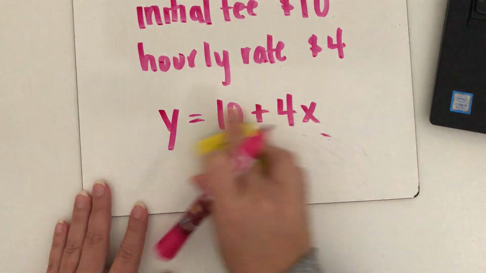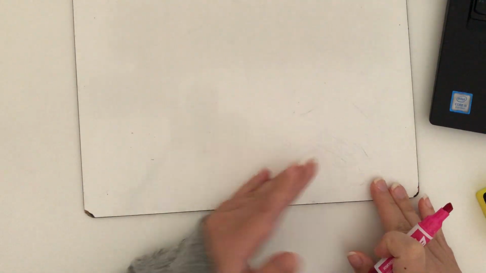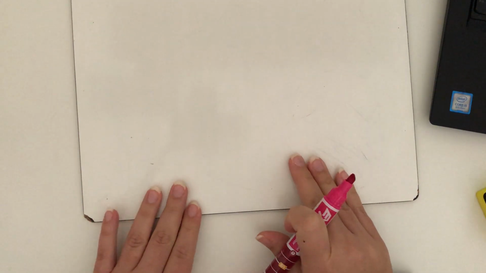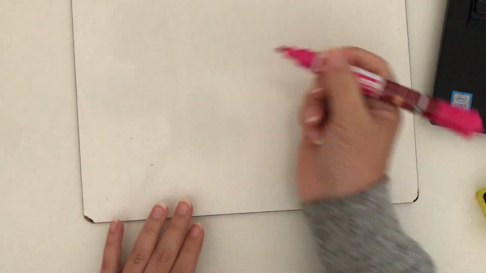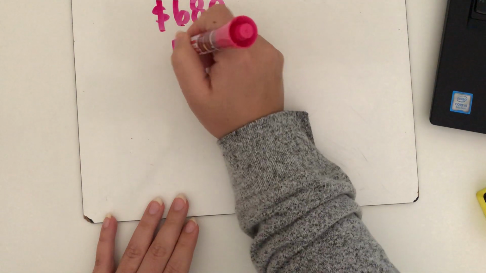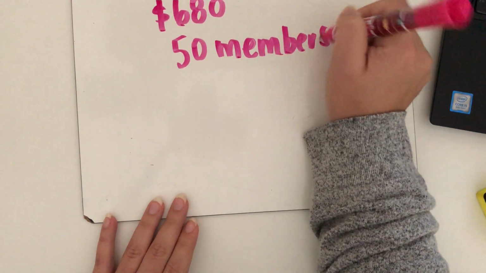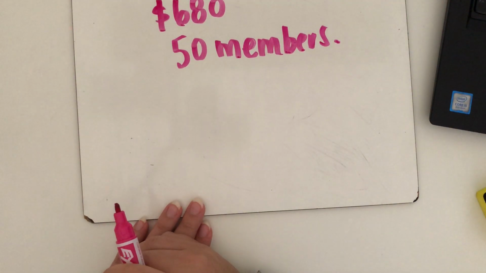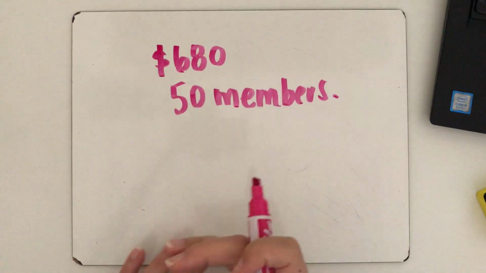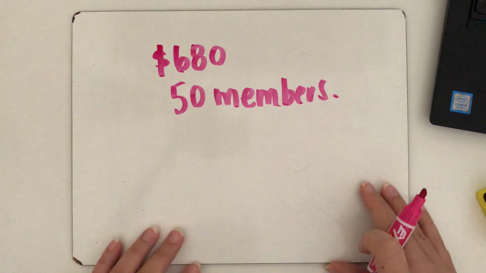Now, let's do this one. It says, the chess club has 50 members. They want to raise $680, okay? So 680, and there's 50 members. The school will give $130. So that means that they're including in there $130 that's already been paid, okay?